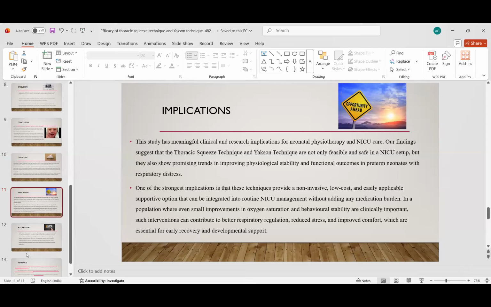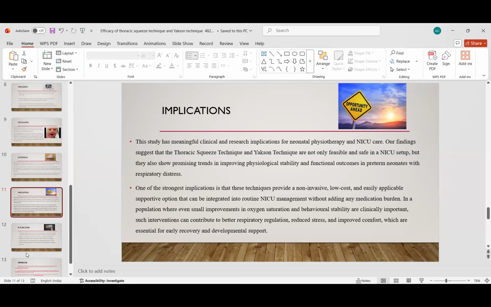The study shows that the thoracic squeeze and Yaksan technique not only showed good compliance functionally, but can also be safely administered to preterm infants after proper assessment. It also showed promising trends in improving physiological stability and functional outcomes in preterm neonates.